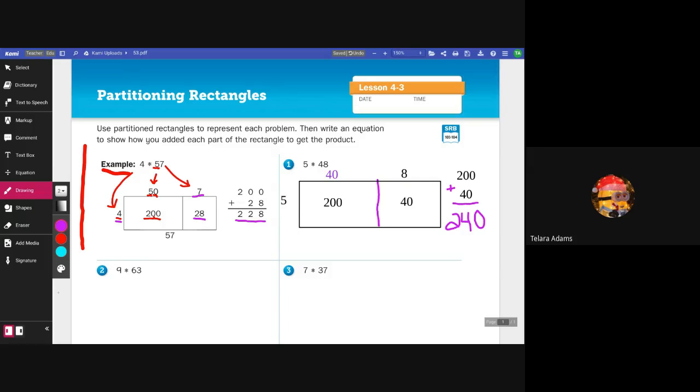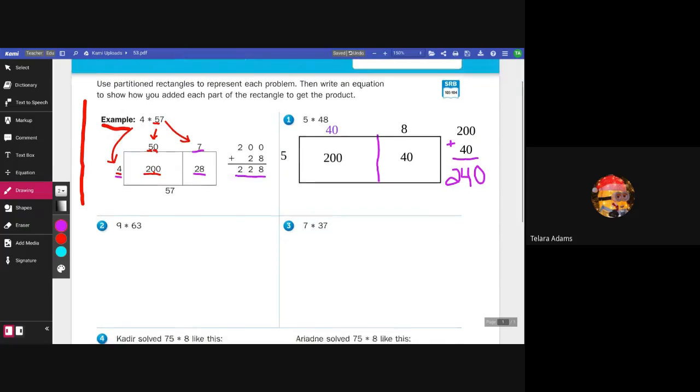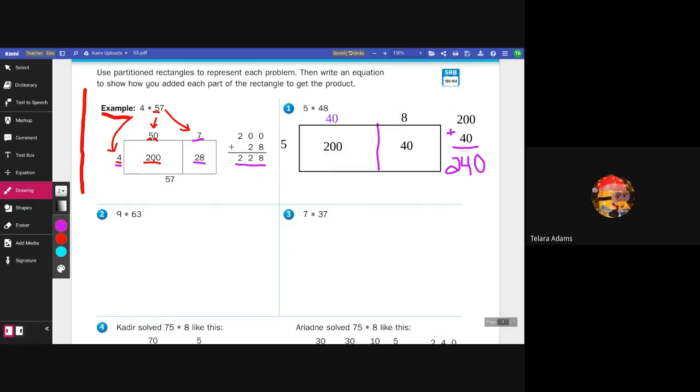Are you partitioning experts now? I'm sure that you are. Let's keep going.